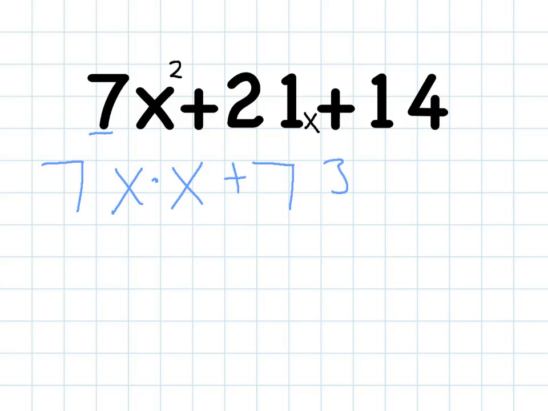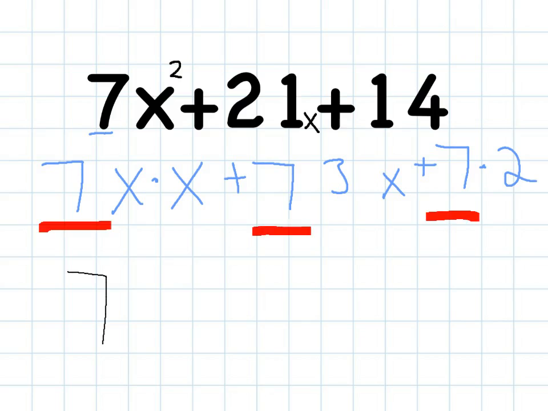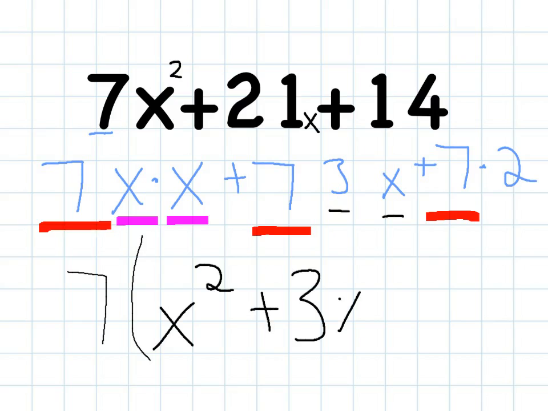7 times 3 times x plus 7 times 2. And then we're going to find our common factor, which is 7, and pull it outside the parenthesis. 7. And then in the parenthesis, we have x to the power of 2, because there's 2 x's, so you can just multiply them again. And then on the other one, we have 3x, sorry. And then on the last one, all we have is 2.